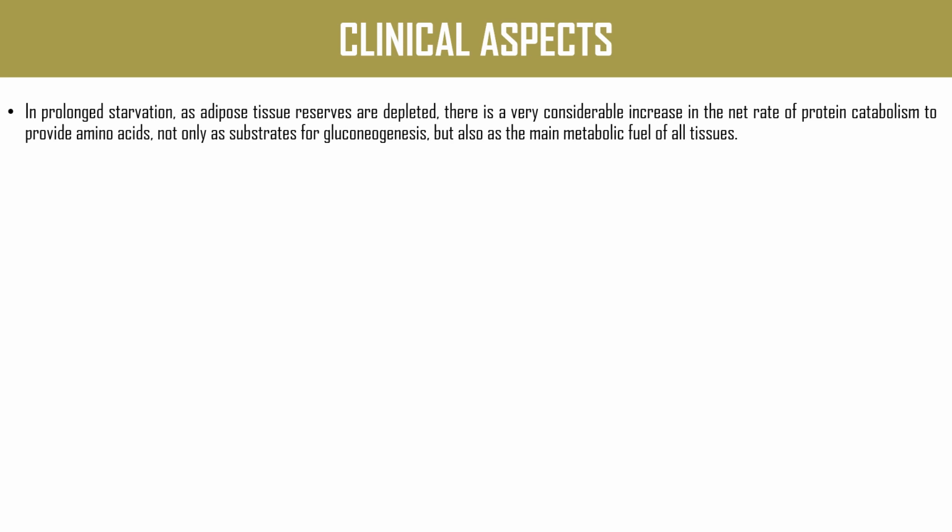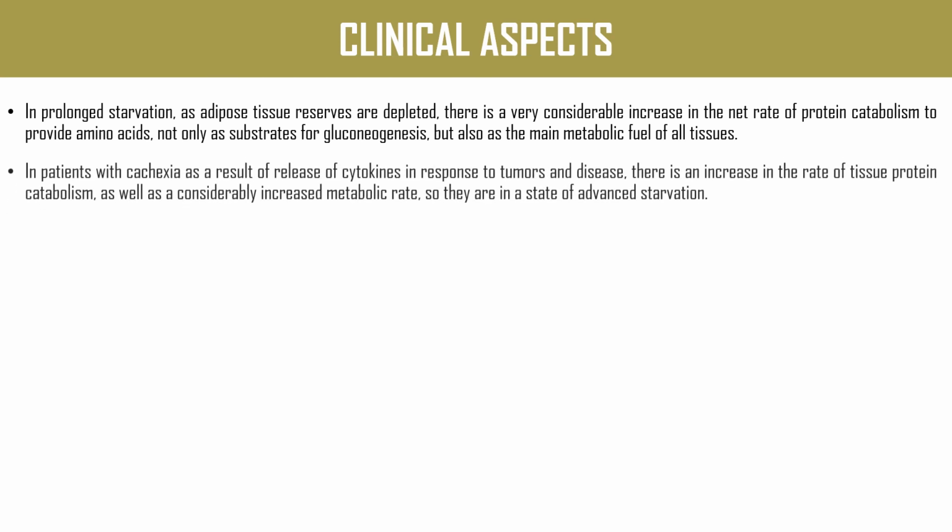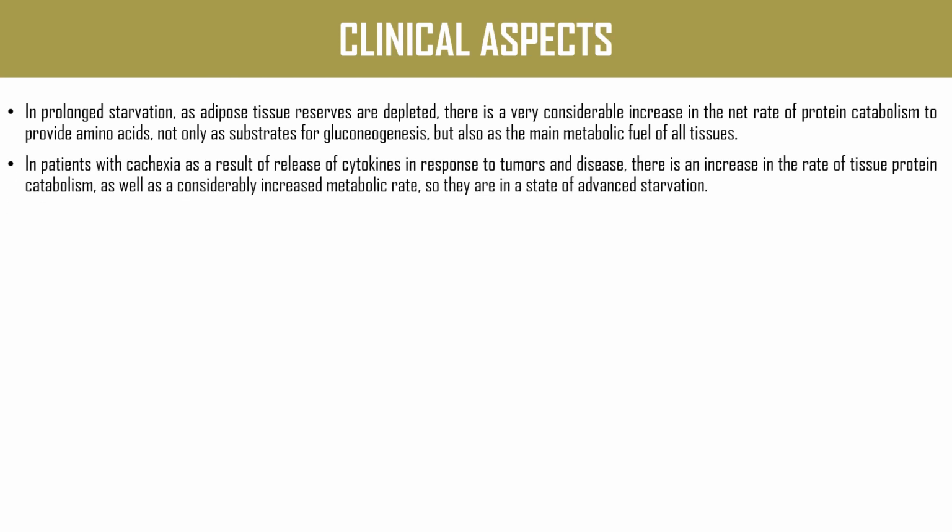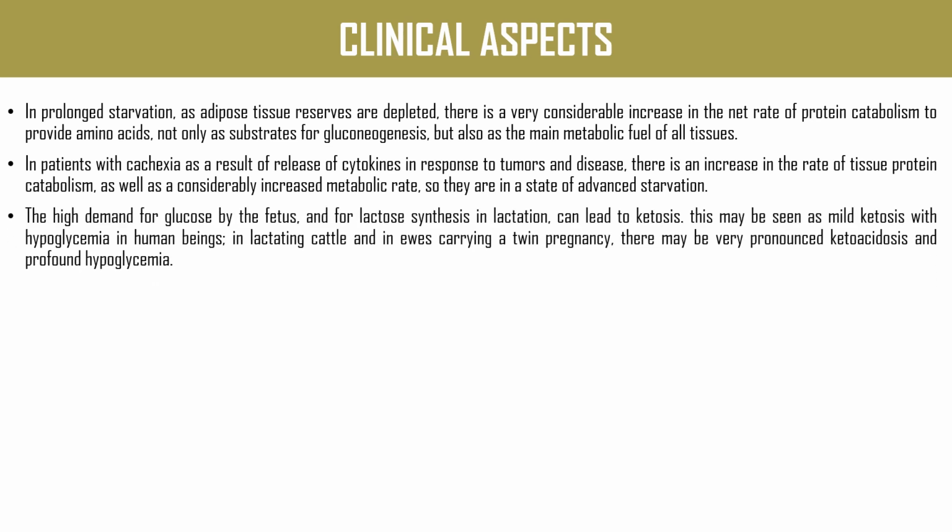Clinical aspects. In prolonged starvation, as adipose tissue reserves are depleted, there is a very considerable increase in the net rate of protein catabolism to provide amino acids, not only as a substrate for gluconeogenesis but also as the main metabolic fuel of all tissues. In patients with cachexia, as a result of release of cytokines in response to tumor and disease, there is an increase in the rate of tissue protein catabolism as well as considerably increased metabolic rates, so they are in a state of advanced starvation.